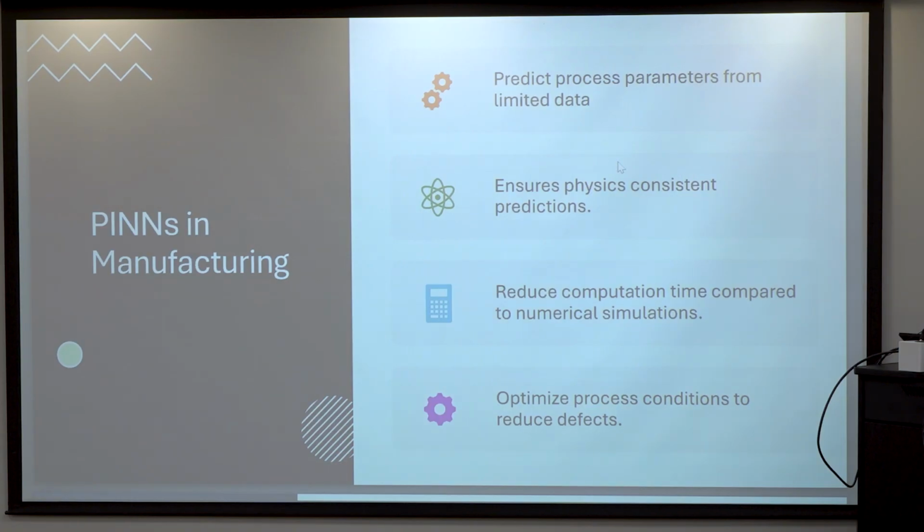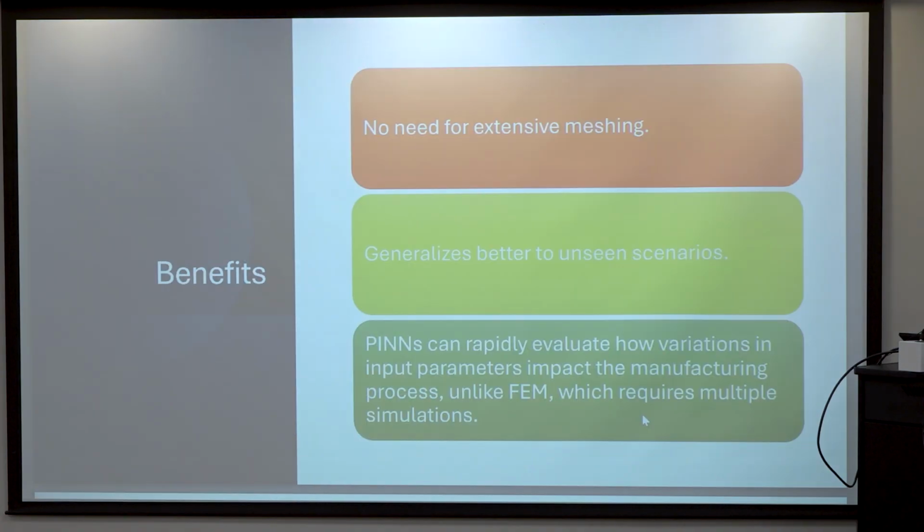Now in manufacturing, here we get from PINNs, we predict process parameters from limited data because we can have some collocation points, and from there we can predict the output. It ensures physics-consistent predictions and also reduces computation times compared to other numerical simulations, and also optimizes process conditions to reduce defects.